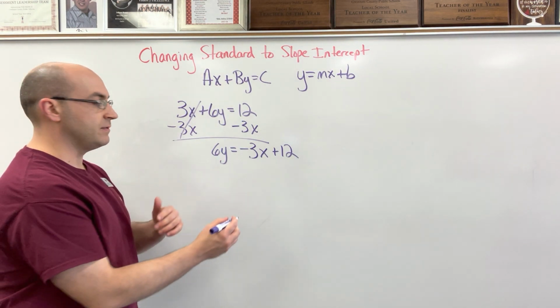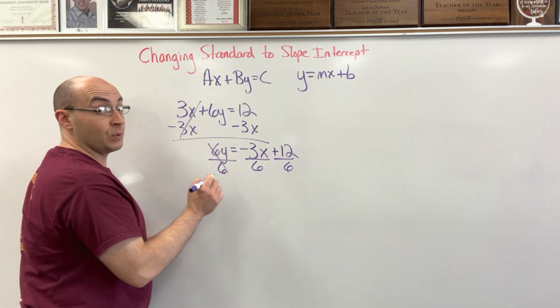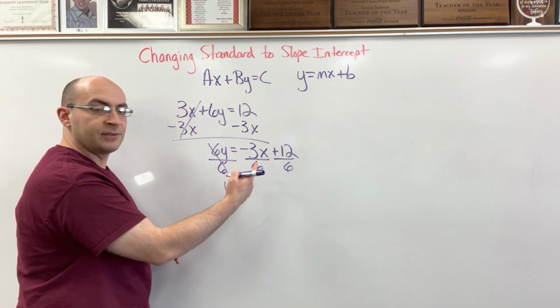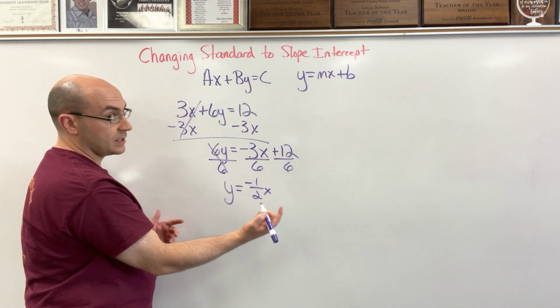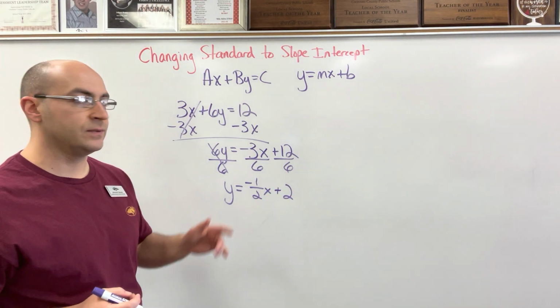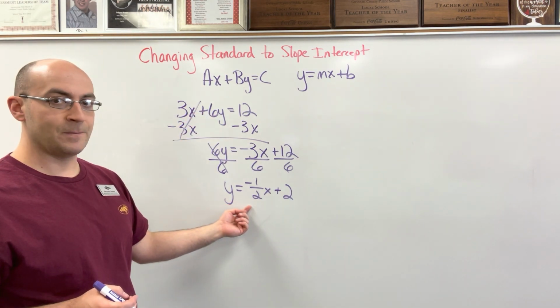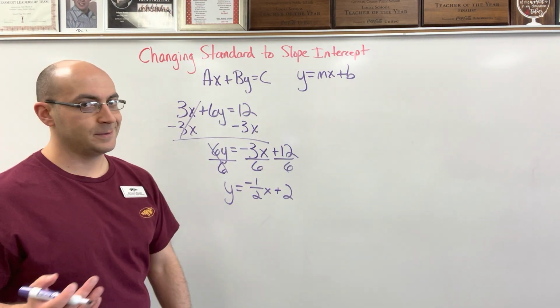Now I need to do one more thing to get rid of the 6 in front of the y, and that's divide. So when I divide 6 everywhere, I'm going to be left with what I want. y is going to equal negative 3 over 6, which can simplify, to a negative 1/2 x, and 12 divided by 6 can also simplify, and that's plus 2. So we have successfully manipulated a standard form equation to make it look like slope-intercept form. So you can tell me now that the slope is negative 1/2 and the y-intercept is 2, right?